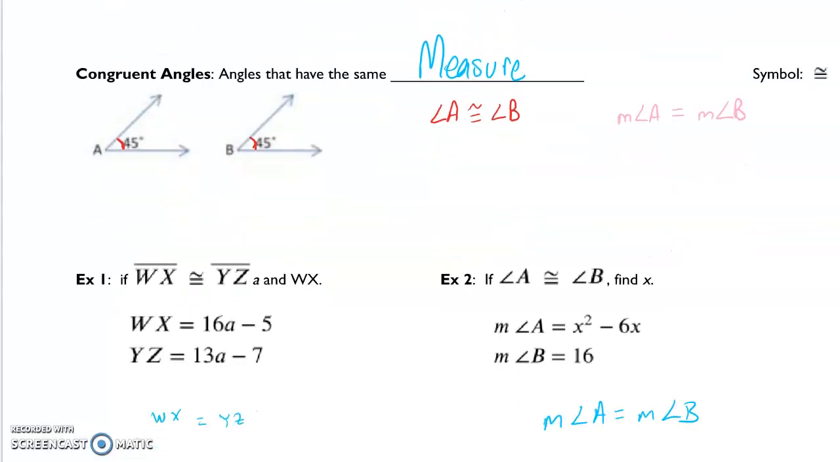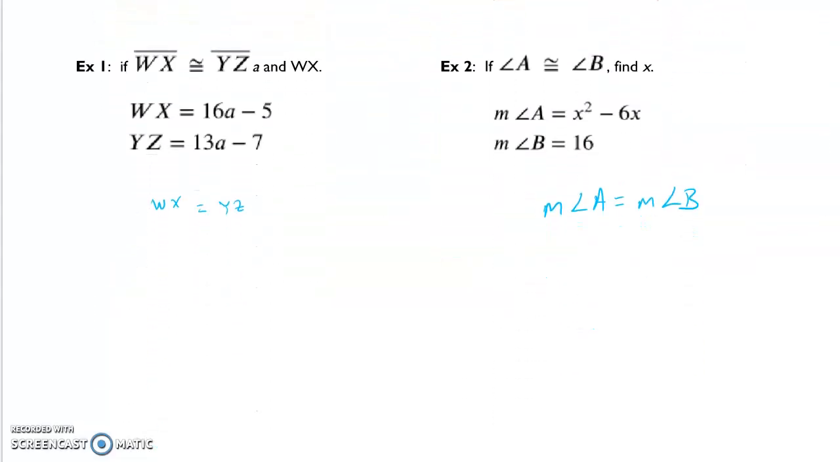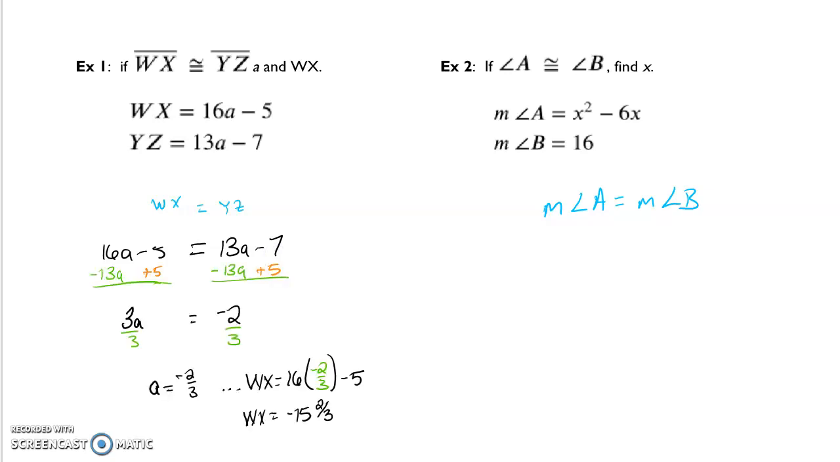Now, let's get a little bit of practice with this. First, we have the statement that segment WX is congruent to segment YZ. I can make the conclusion that if this is true, then the length of WX is equal to the length of YZ. Now I can substitute what I know. I know that WX is 16A minus 5. I know that YZ is 13A minus 7. Then through the magic of video and algebra, I am able to identify that A is negative 2/3 and WX is negative 15 2/3.